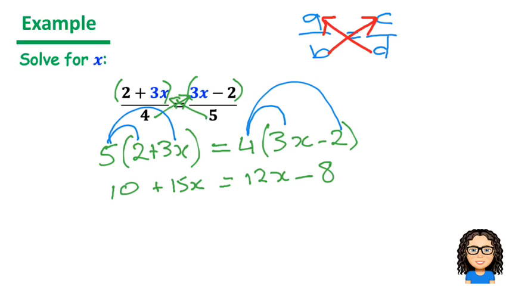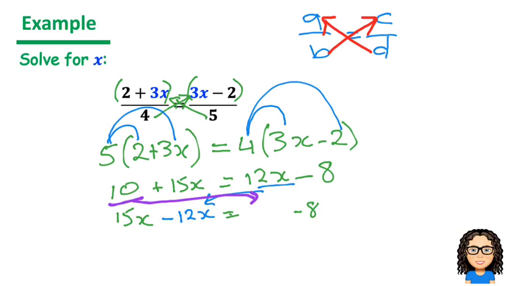Okay, so now we've got rid of our brackets. Now what we need to do is put all the x's on the left and all the numbers on the right. So I'm going to leave the 15x on this side, and I'm going to leave the minus 8 on that side. But I'm going to move the other parts. So I'm going to move this 12x to the other side. If it's positive on the right, it's going to become negative 12x on this side. Then I'm going to take my value of 10 and move that across. If it's positive on that side, it's going to be negative on that side.